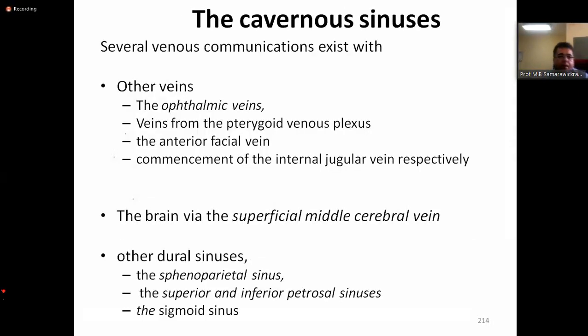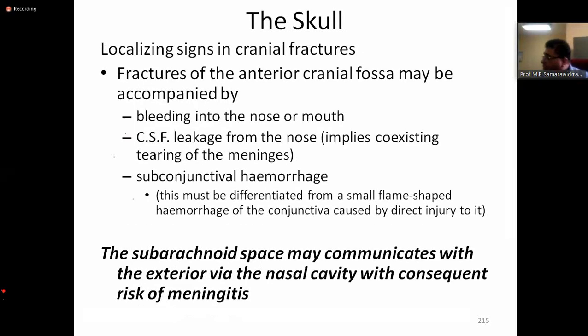Right. Okay. So these are the communications. This is the theory behind it. So we have to know the theory behind this. Right.